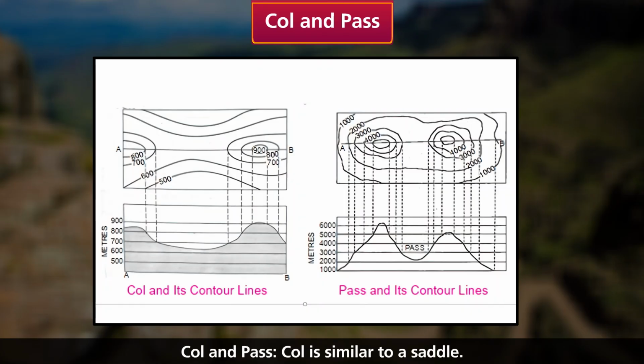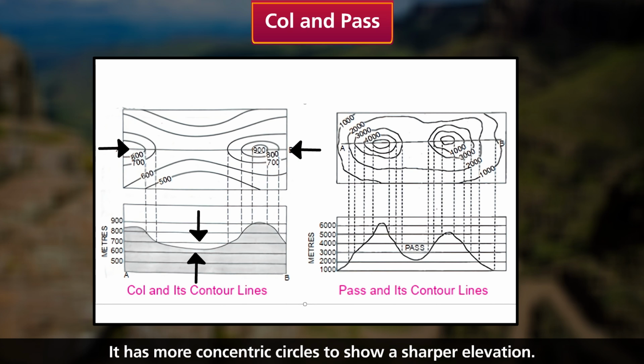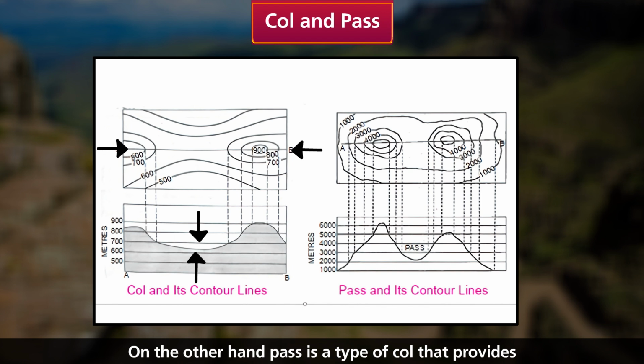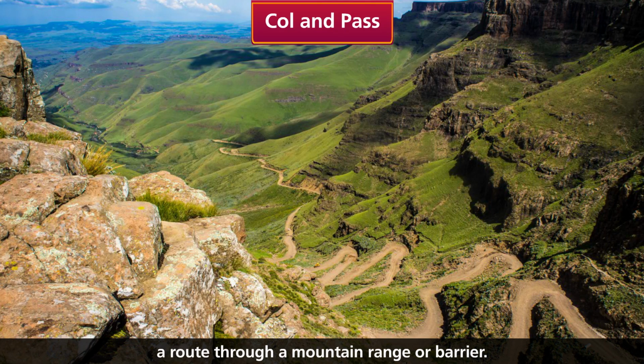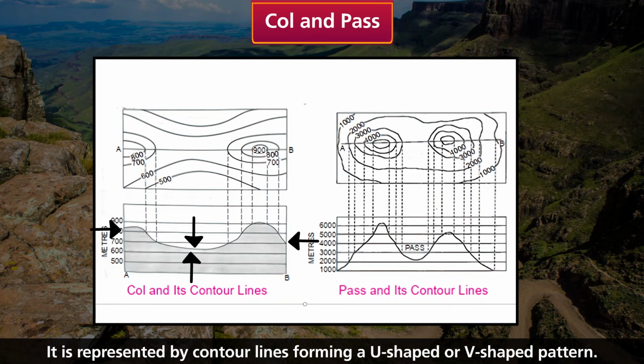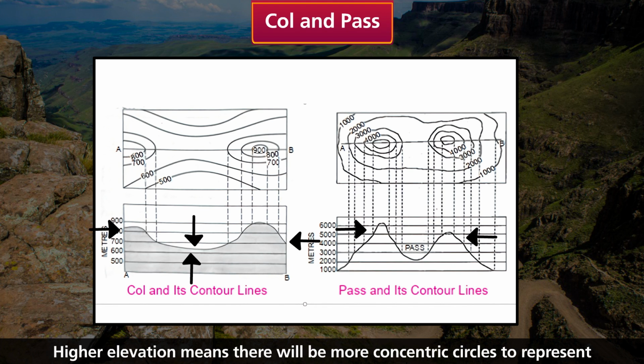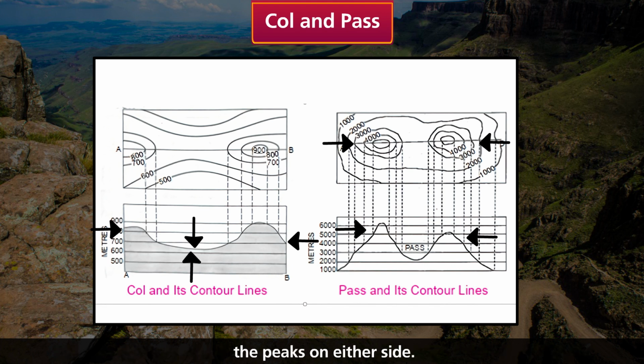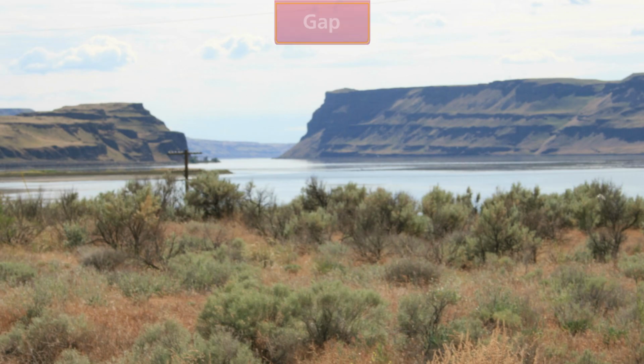Col and pass. Col is similar to a saddle, however, it is more spaced out. It is generally U-shaped. It has more concentric circles to show a sharper elevation. On the other hand, pass is a type of col that provides a route through a mountain range or barrier. It is represented by contour lines forming a U-shaped or V-shaped pattern. Higher elevation means there will be more concentric circles to represent the peaks on either side.